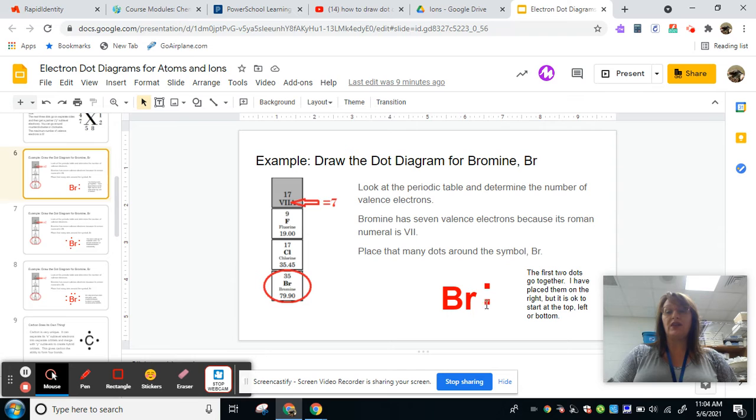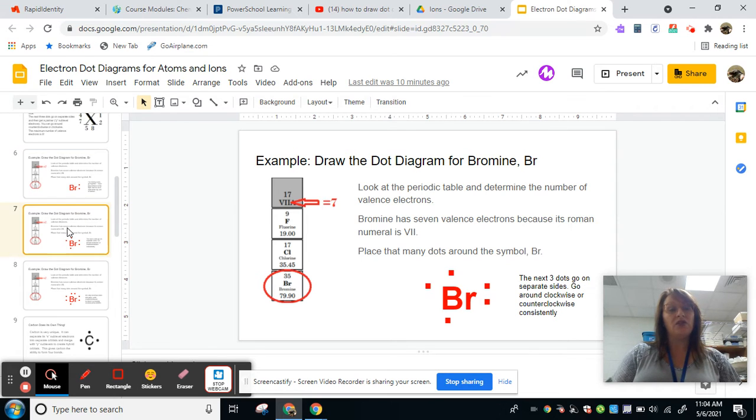So the first 2 dots are going to go together. I usually start on the right-hand side, but again, it doesn't matter. You could do top, left, or bottom. And then we're going to put our next 3 dots individually, and I'm going counterclockwise, top, left, bottom. And so far we have 1, 2, 3, 4, 5 valence electrons so far.